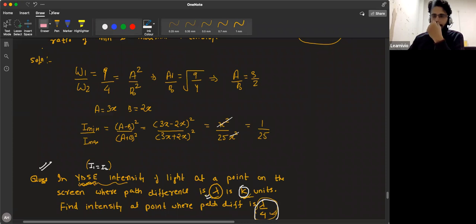Sir, path difference is lambda by 4. Yes, in the last it's lambda by 4, right? Here it's lambda and then it's lambda. Try to think what is k, what is lambda by 4, what you have to calculate.